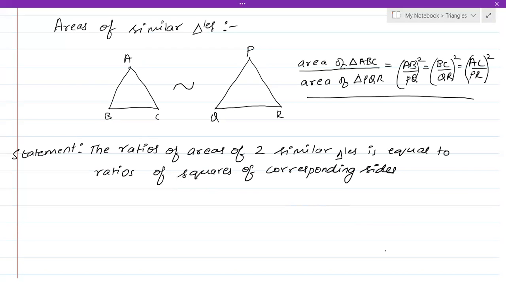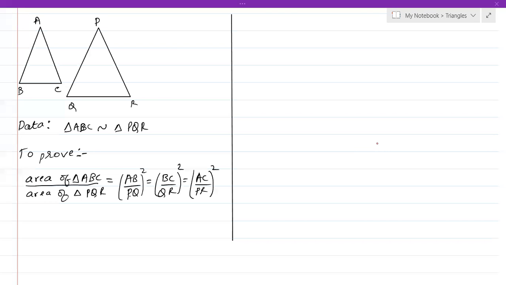Let's prove this theorem. Okay, we have taken two triangles ABC and PQR which are similar. They are already similar. And we know what we have to prove, that the ratio of areas of the triangles is equal to the ratio of squares of corresponding sides. This is what we have to prove, isn't it? We have to prove this.